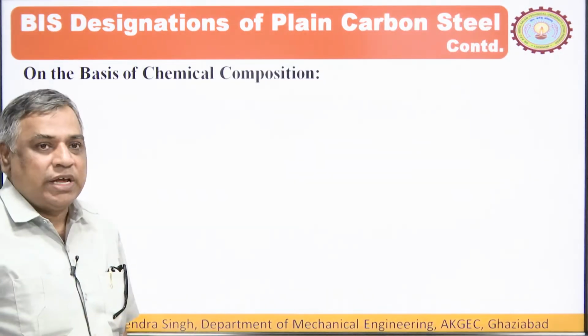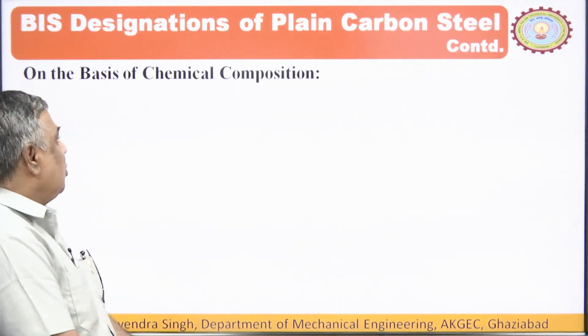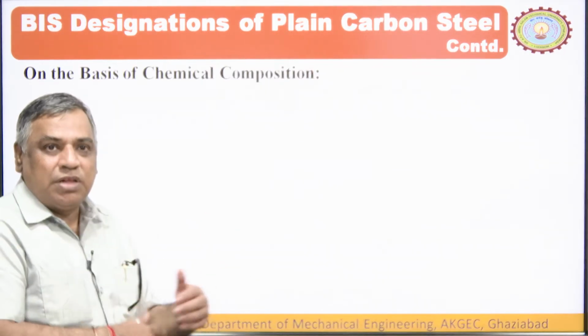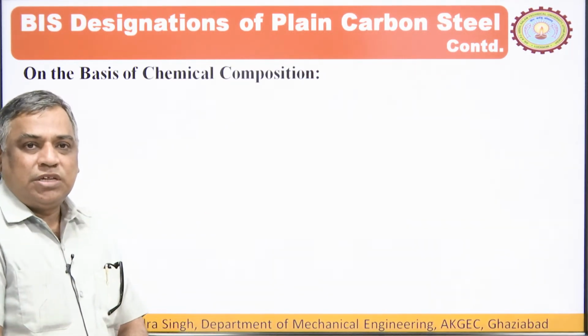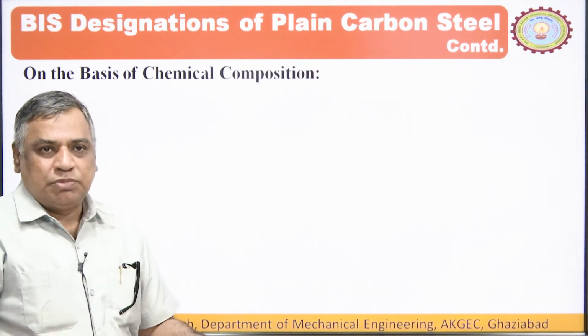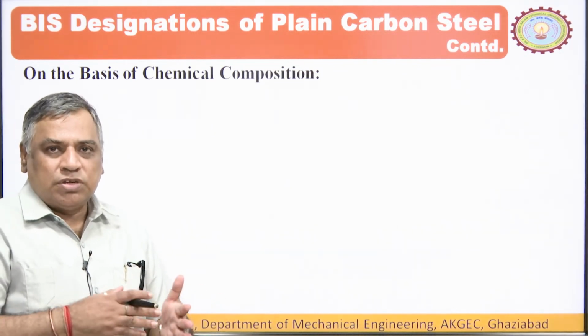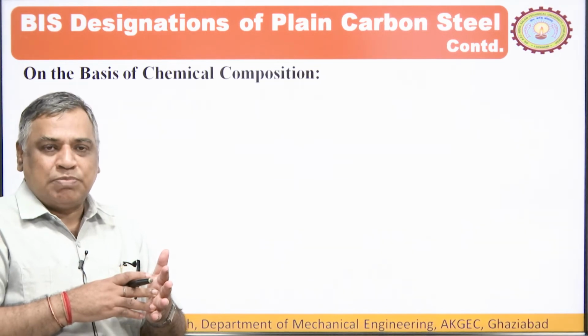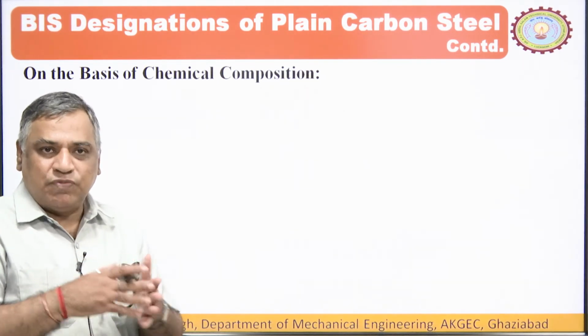Now, come to the next, on the basis of chemical composition. The chemical composition designation involves few steps, primarily 3 steps. First a figure, then a chemical symbol of carbon, capital C, followed by a figure.